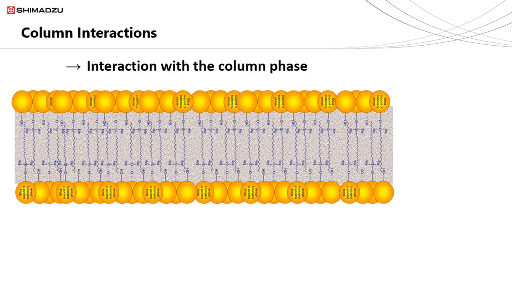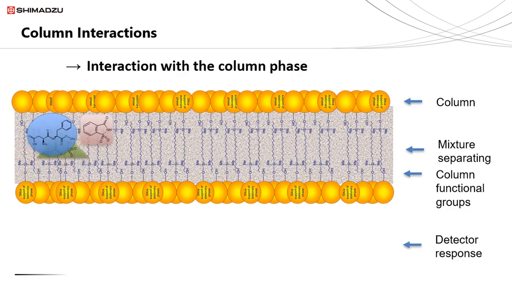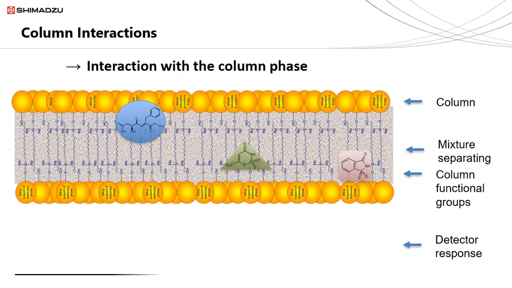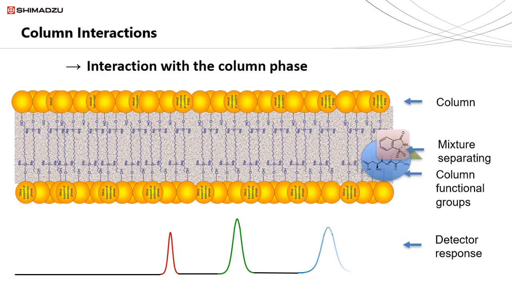So we can now revisit our shopping trip, relating this to an LC column. Here we have the LC column with the silica particles and our functional groups of the C18. A C18 is an 18 long length carbon chain which is attached to the silica bed. We have a mixture of compounds that will interact differently with the functional group of the column. This in turn creates a response from our detector, creating a chromatogram based on when it sees our compounds. First red, then green, then blue.